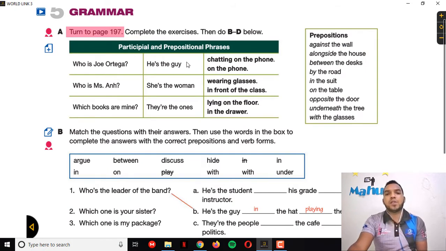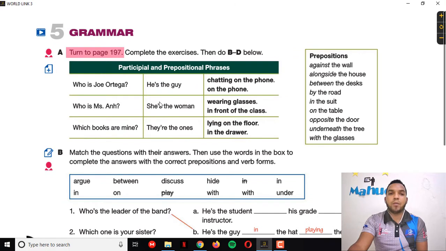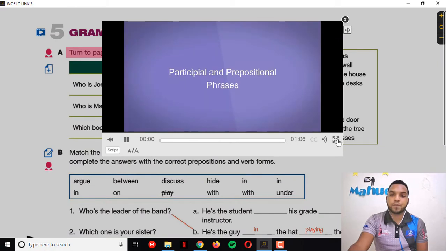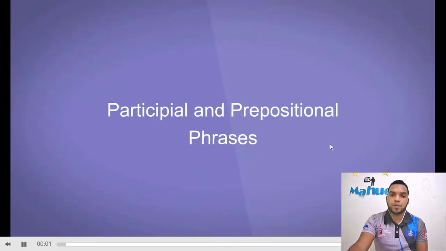Participles and prepositional phrases. So, I will be playing the video so you can have a brief idea of what this is about. Participial and prepositional phrases.